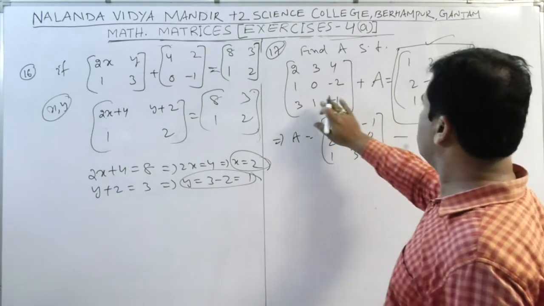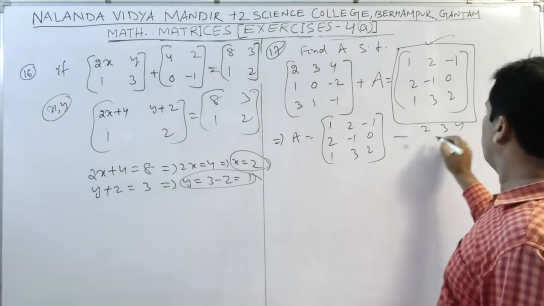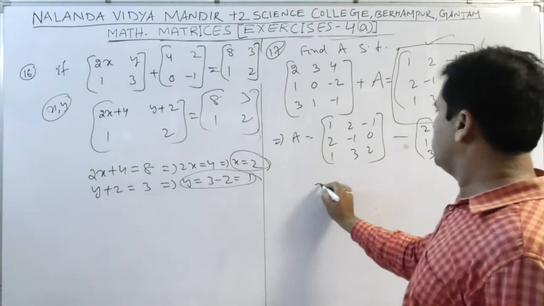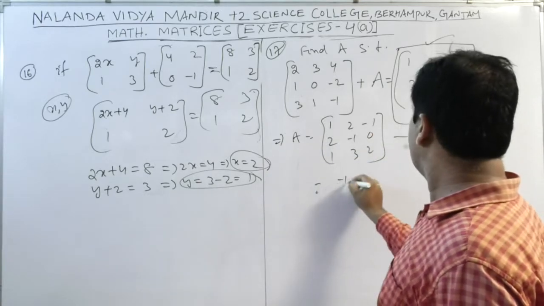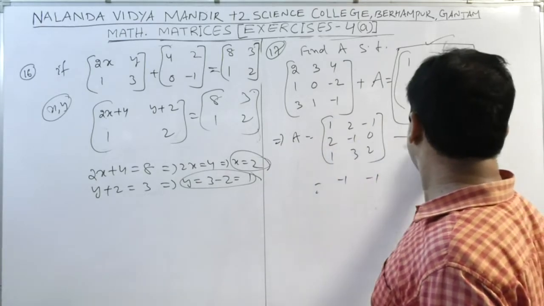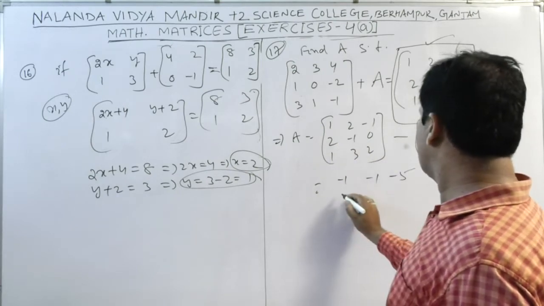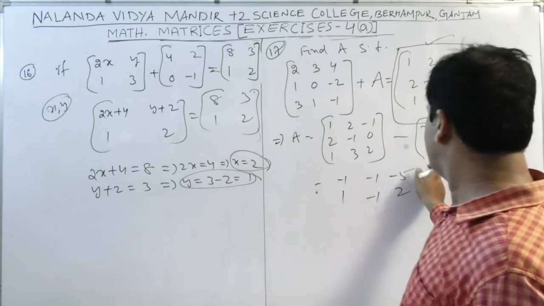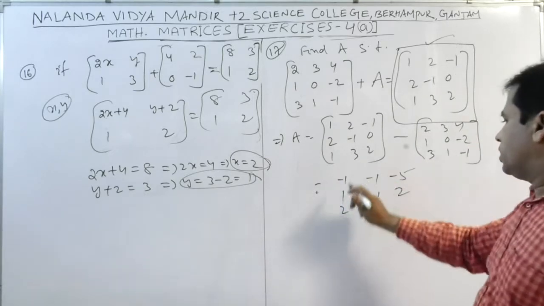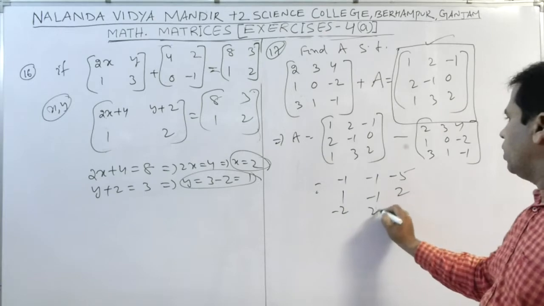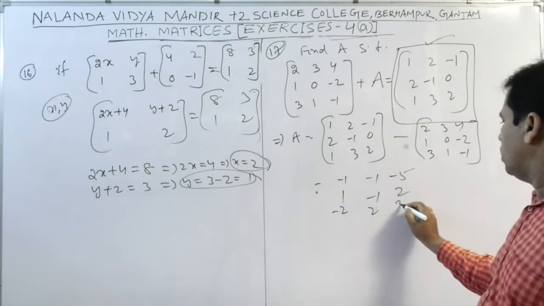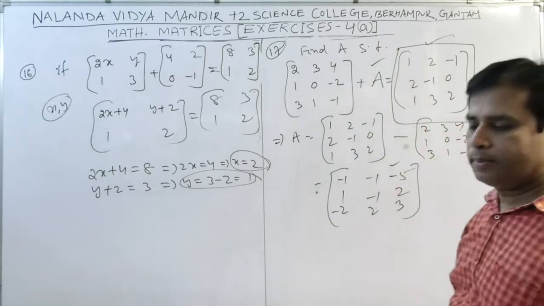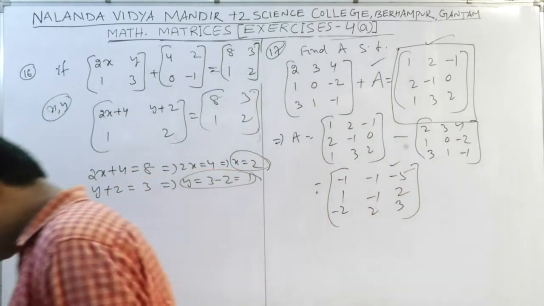This matrix minus this matrix, that is 2, 3, 4, 1, 0, minus 2, 3, 1, minus 1. This is equal to A is equal to 1 minus 2, minus 1, 2 minus 3, minus 1, minus 1, minus 4, minus 5, 2 minus 1, 1 minus 1, 0, minus 1, 0, minus 1, minus 2, 2, 1 minus 3, 1 minus 3, minus 2, 3 minus 1, 2, and 2 minus minus 1, that is equal to 3. This is the A matrix. Okay. Now, question number 18.